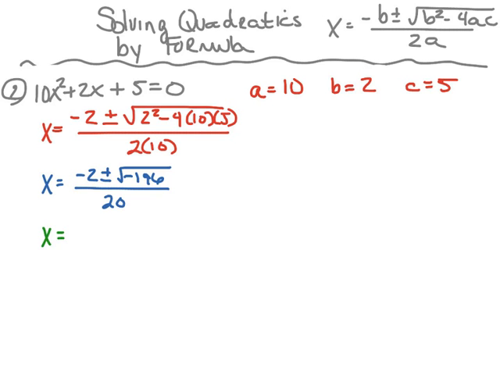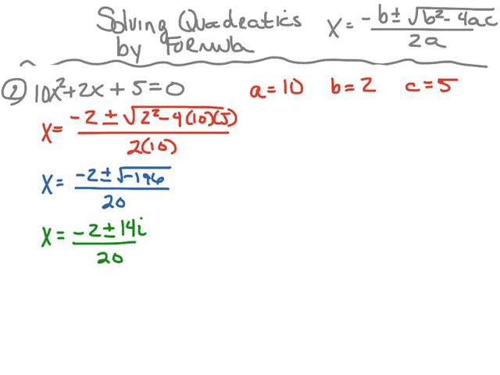Next thing I'm going to do is take the square root of a negative 196. Now anytime we take the square root of a negative, we end up with an imaginary. So the square root of 196 is 14. But because I'm taking the square root of a negative 196, this would be a 14i. It's imaginary. Down at the bottom we still have our 20.